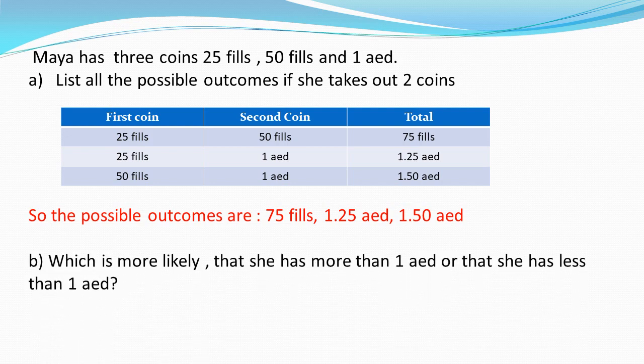Which is more likely here? That she has more than 1 dirham or less than 1 dirham. So if we look at the possible outcomes, we can see 2 out of 3 possible outcomes are more than 1 dirham. So we can say that it's more likely to have more than 1 dirham with her.